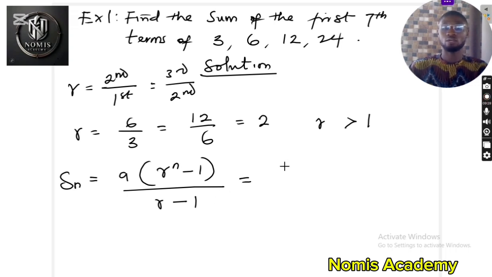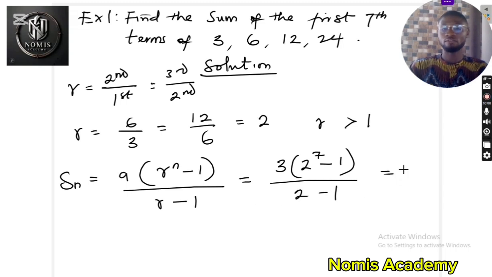So the value becomes, our A is now 3. A is 3. That's the first term. Don't forget the first term. So that will be 3, open bracket, the ratio now is 2, and our n term, that is the seventh term, so 2 to the power of 7, minus 1, close bracket, all over the common ratio, which is 2 minus 1.